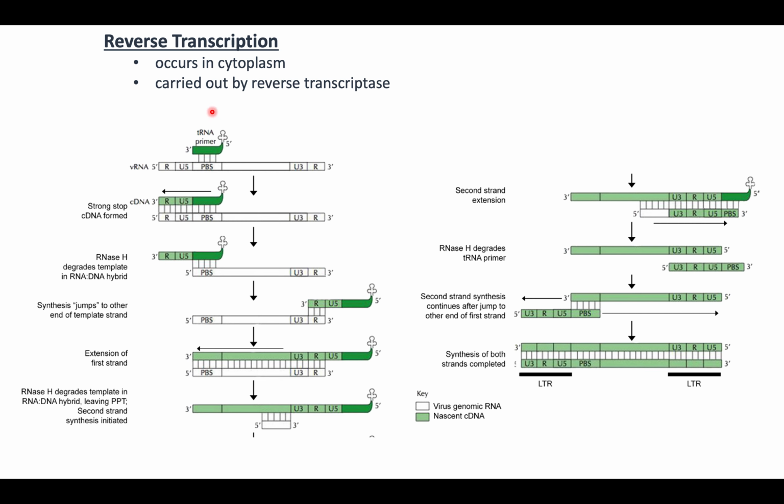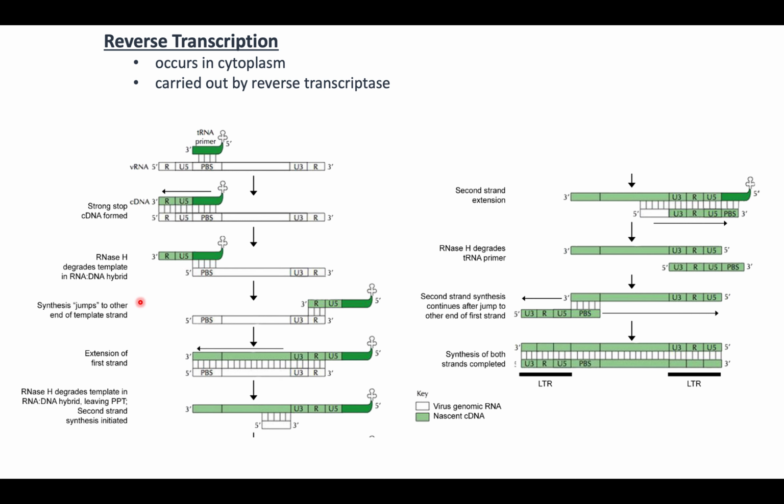So we start with that tRNA primer binding to the primer binding site. Reverse transcriptase can elongate from the 3' end of that primer, so basically making a DNA copy of the redundant and the unique 5' sequences there. And then it's got that RNase activity, so it degrades the part of the RNA that corresponded to R and U5.